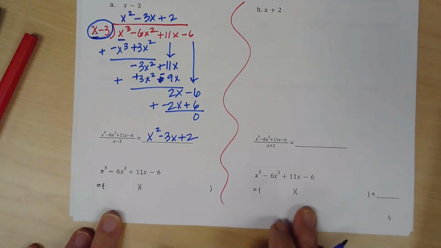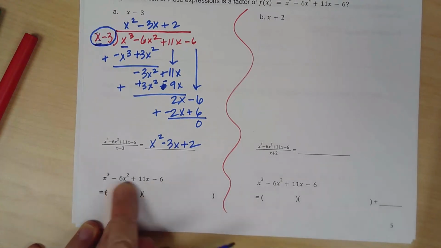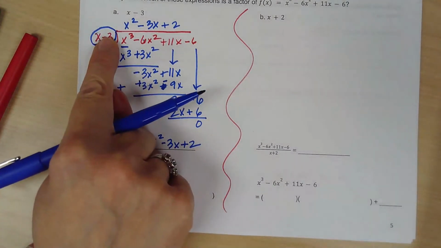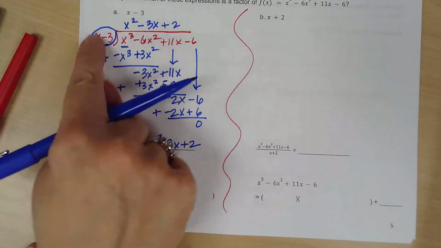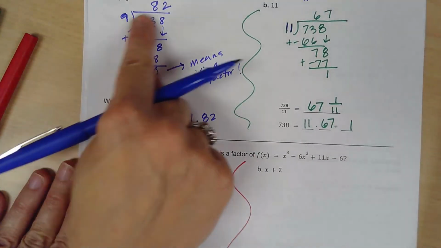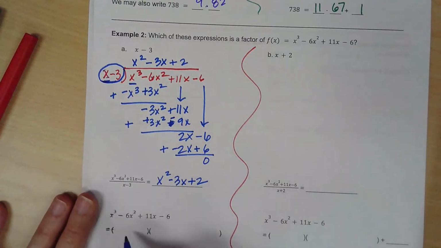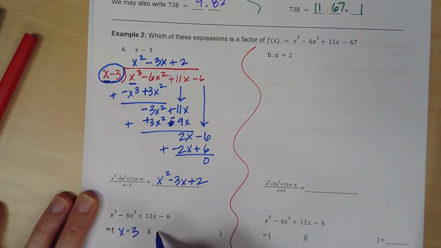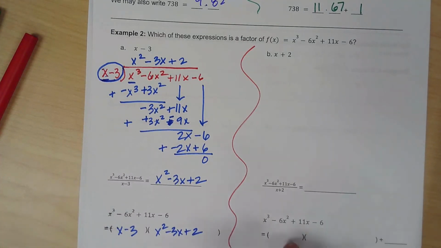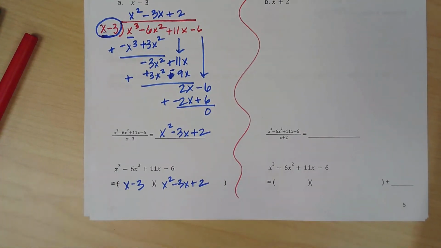I also want you to remember that this polynomial is made by multiplying this times this. These are the two factors. Just like up here where we multiply 9 times 82 to get to 738, we multiply x minus 3 times x squared minus 3x plus 2 to get to this lovely polynomial.